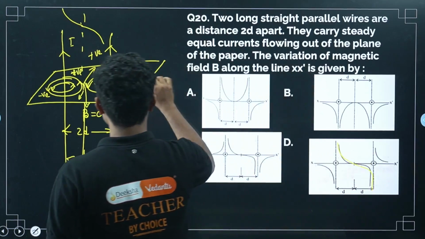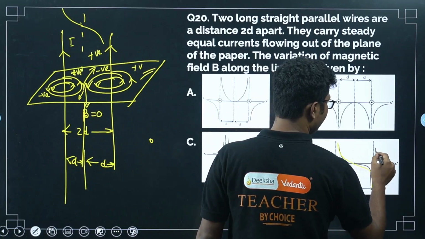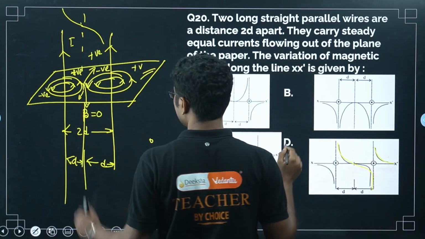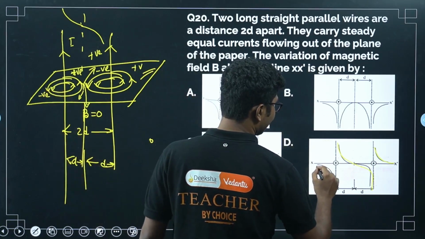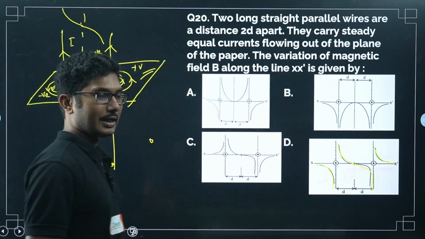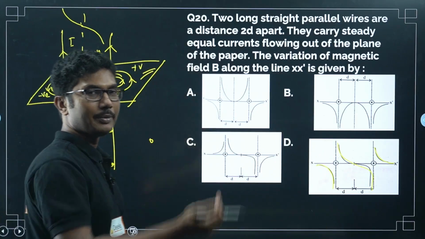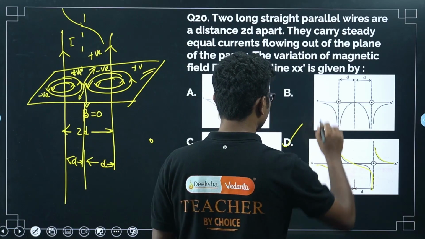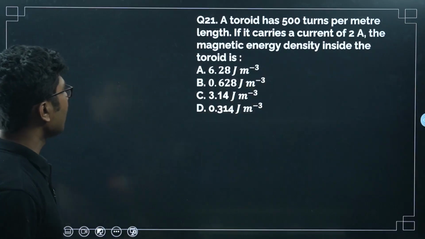And this side the magnetic field is positive. Positive means in the positive axis. And this side the magnetic field is negative. So, negative means this is the negative sign. Right. Below means negative. Up means positive. So, the correct answer is option D. Okay. Now, let us move on.